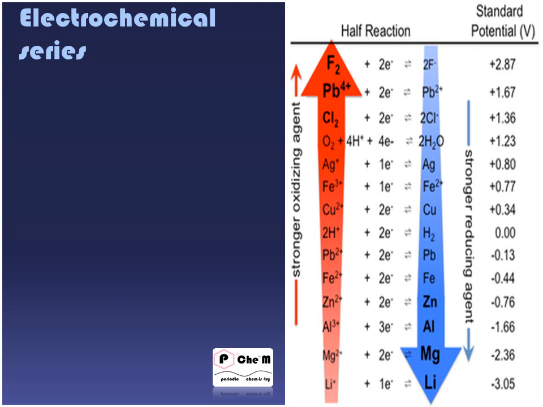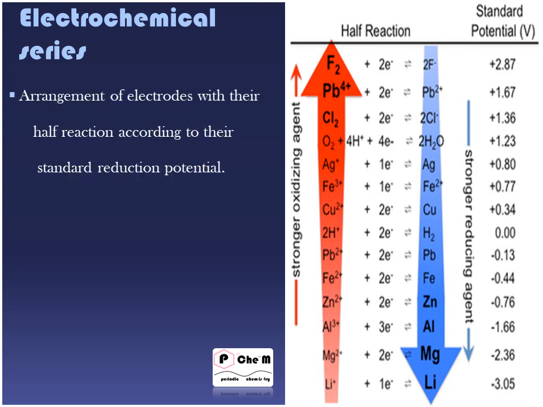Let's first study what actually the electrochemical series is. Arrangement of electrodes with their half reaction according to their standard reduction potential is the electrochemical series. You can see a series on the right hand side of this slide. There are various reduction reactions given along with their standard potentials. These potentials are clearly the reduction potentials. Also, we can see that the arrangement is from the highest positive to the lowest negative. So, the arrangement of this type of reactions is called an electrochemical series.